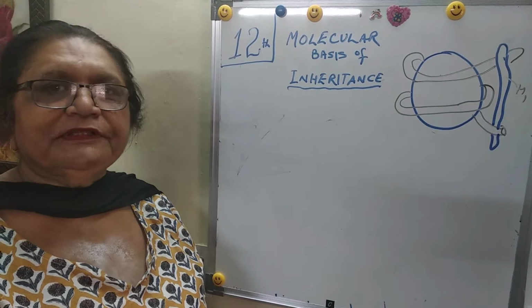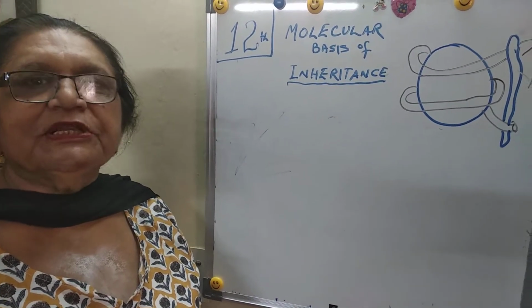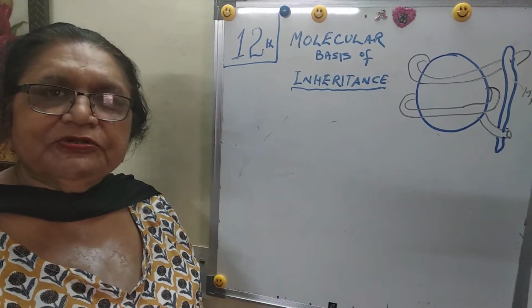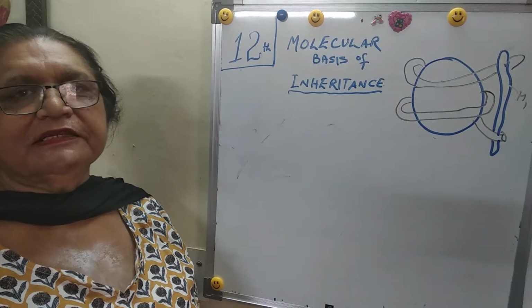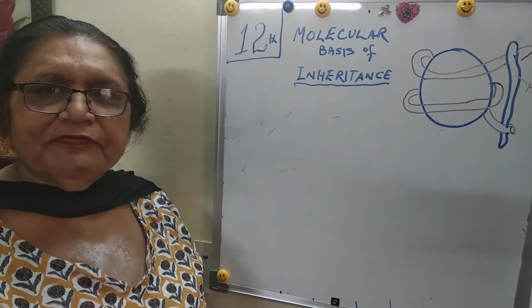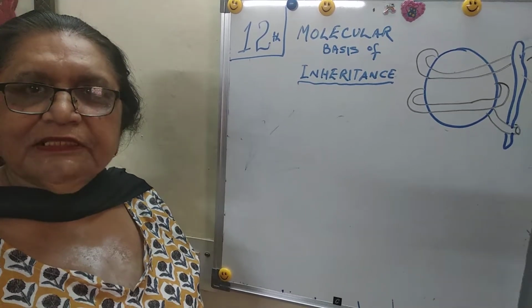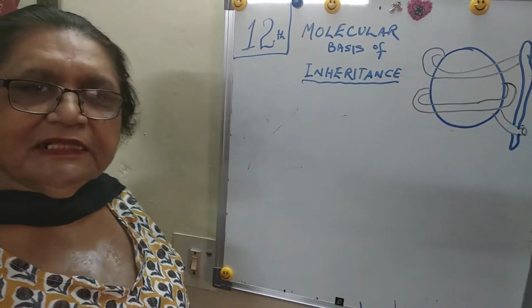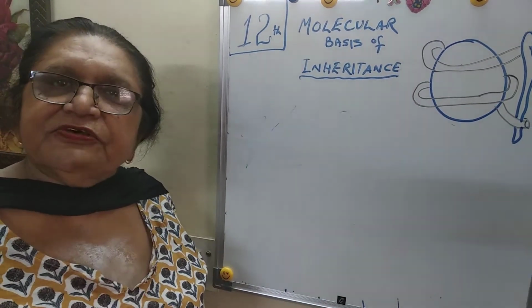Today I will start the next chapter of genetics. I've already completed three chapters for 12th class: reproduction in organisms, sexual reproduction in plants, and the first chapter of genetics, principles of inheritance. You can observe I've already put them up. So welcome to the new 12th class session, and see the next chapter, molecular basis of inheritance.